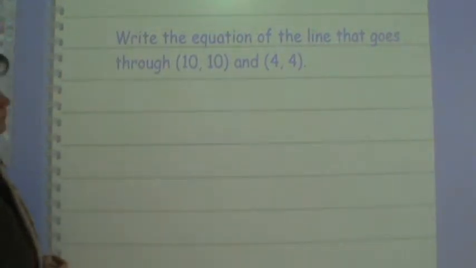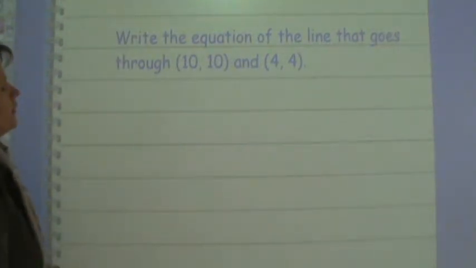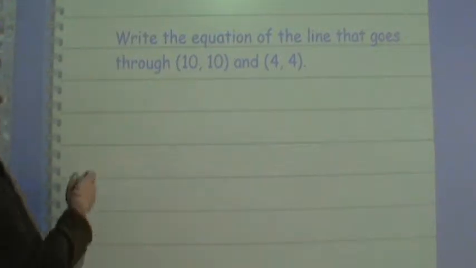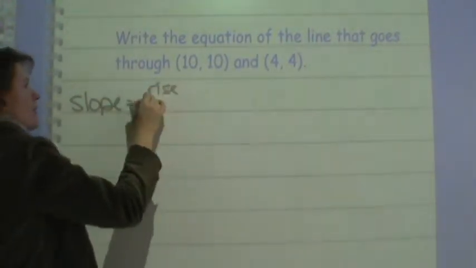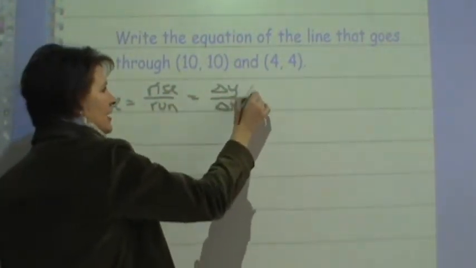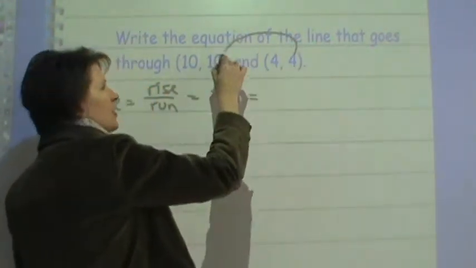Okay, the equation of a line that goes through (10, 10) and (4, 4). All right, so you could graph this one, or we could just figure it out mathematically. Let me show you the mathematical way. The first thing we have to do is figure out what the slope is. And our slope is going to be our rise over our run. Okay, so basically it's the change in y over the change in x. My change in y, in other words, I'm going to take y and subtract my other y.